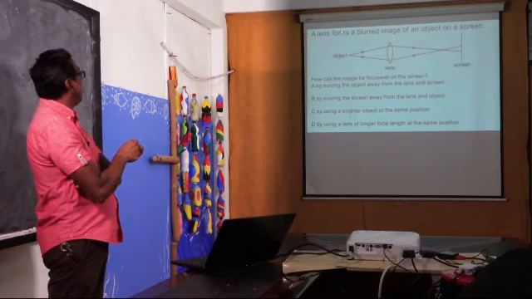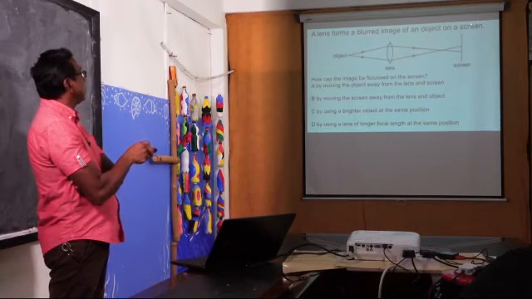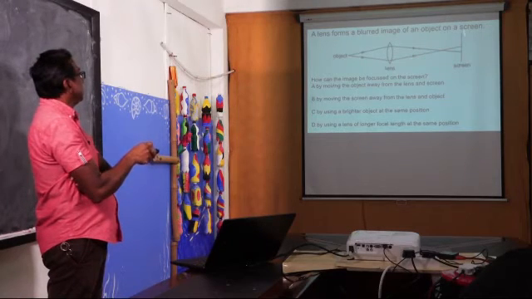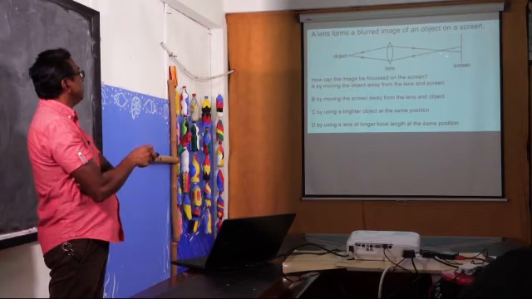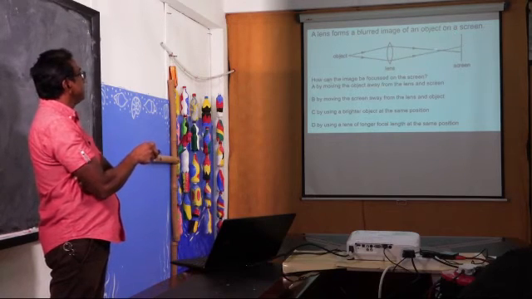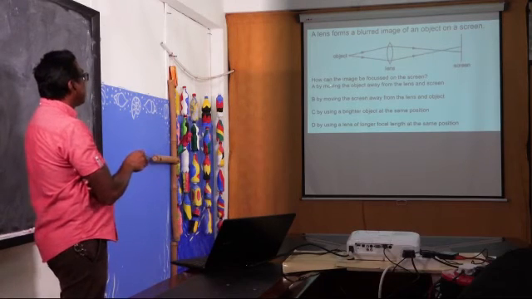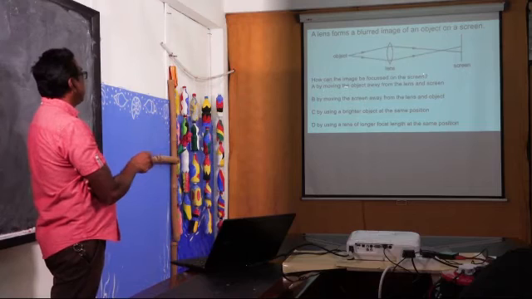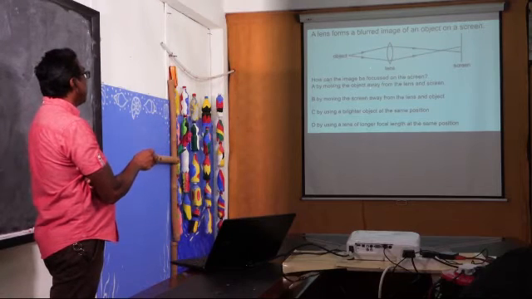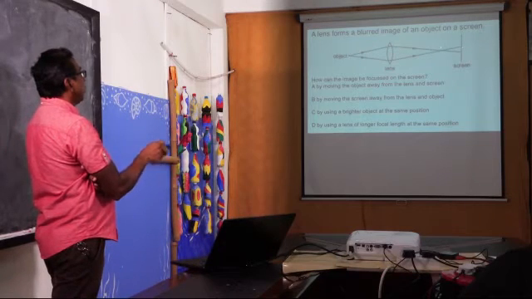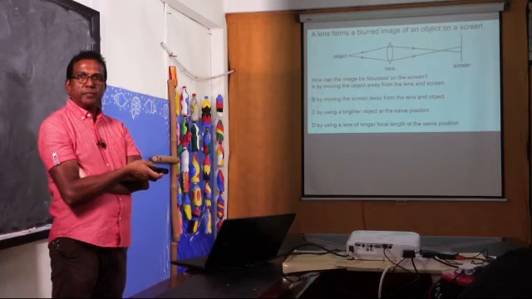A lens forms a blurred image of an object on a screen. You can see why. This is a screen, this is object, the image is blurred because it is not focused. The point is not meeting. Now, how can the image be focused on the screen? Is it by moving the object away from the lens? Do you think by moving the object away, this point will fall on the screen? No way.